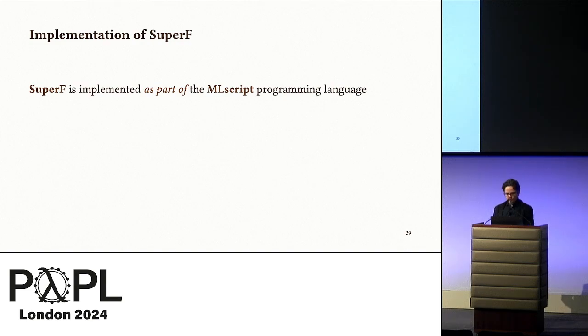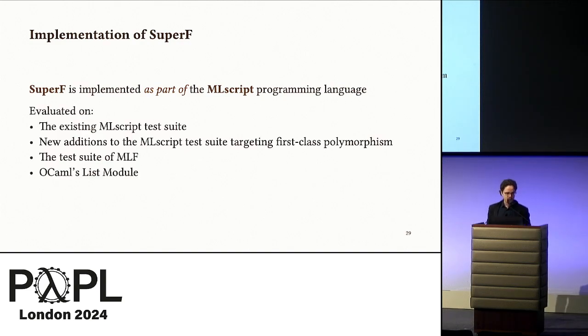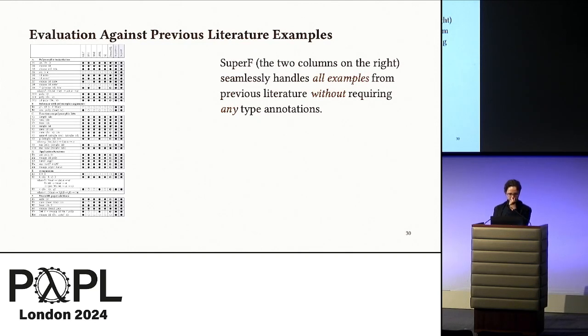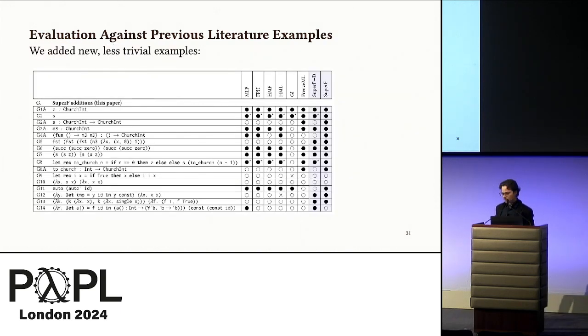Okay? So SuperF is implemented in an existing programming language, and it's evaluated on many test suites that we extended. And for example, we also ported the OCaml list module. And it turns out that SuperF can handle, without any type annotation, all of the examples that were previously considered in the literature. So if you look at the blue columns here, SuperF has all the black circles, which means it type checks the programs without any problem. Actually, the examples are too trivial, so we made the examples a bit more complicated. We added more complicated examples, to better exhibit the limitations of SuperF, but SuperF still does better than other approaches.